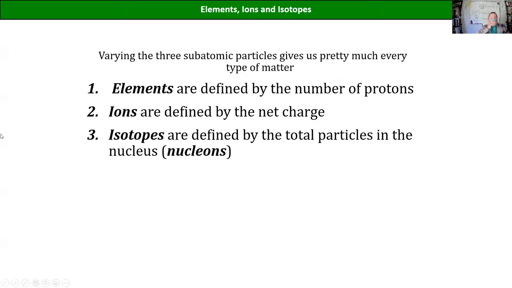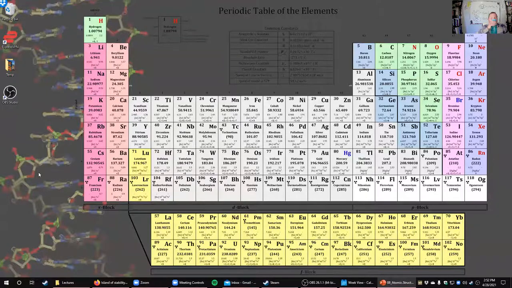So this is the basis of this week's Labster simulation, which has you looking at what happens to the nucleus as we add things, and you can kind of play around with it and see. But essentially, if you change the number of protons, you're going to move left or right on the periodic table.